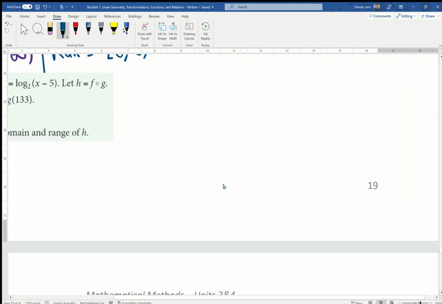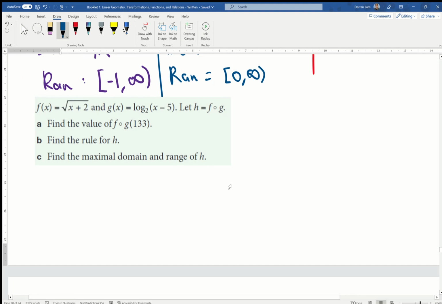Let's look at this example here. For f of x equals root x plus 2 and g of x equals log base 2 of x minus 5, let h equal f of g. I'm going to ignore question A because I'm sure you guys can do that. But for B, we find the rule of h and we find the maximal domain and range of h. Now, the first thing I'm going to do is draw up that table. So I'm going to draw up the table for f and g, and I'm just going to write d for domain and r for range.